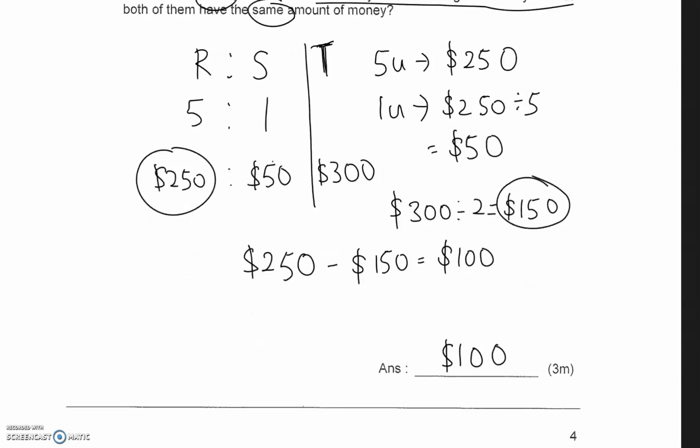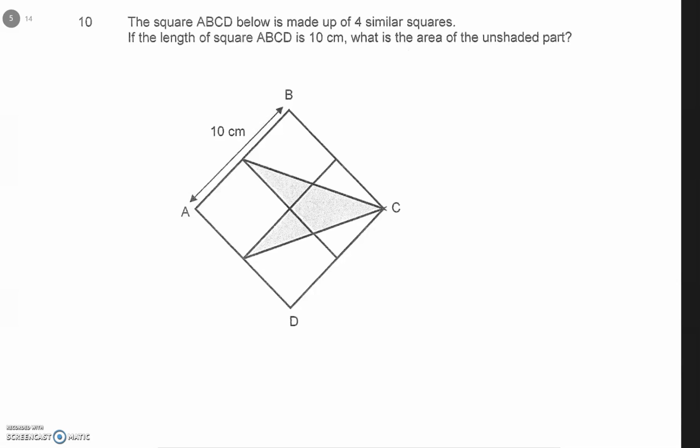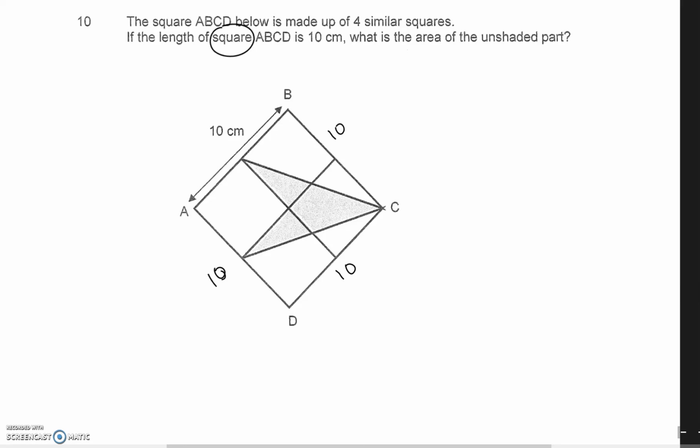Question 9 is done. Let's go on to question 10. You have got a square ABCD and it's made out of 4 similar squares. If the length of ABCD is 10 centimeter, it's a square. Now this word square tells me a very important clue. That means all sides are equal. They are all 10 as well.